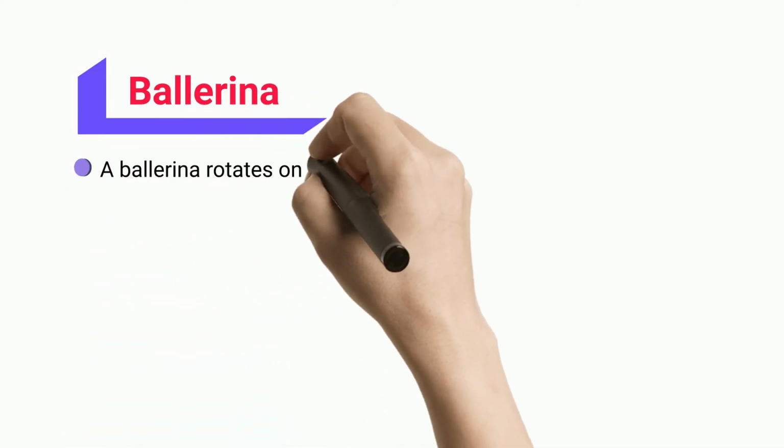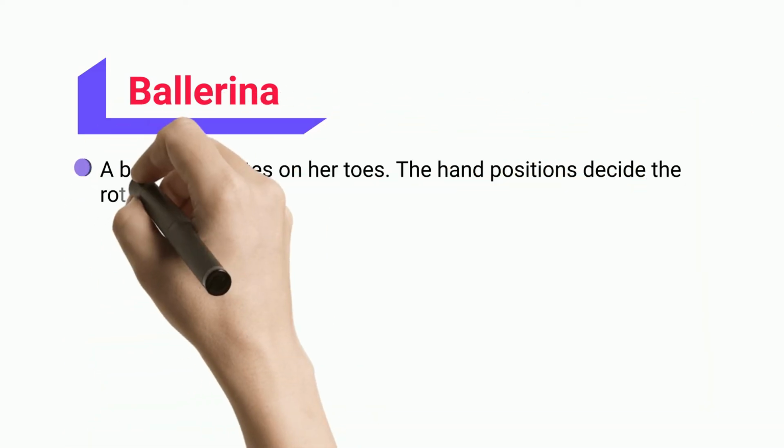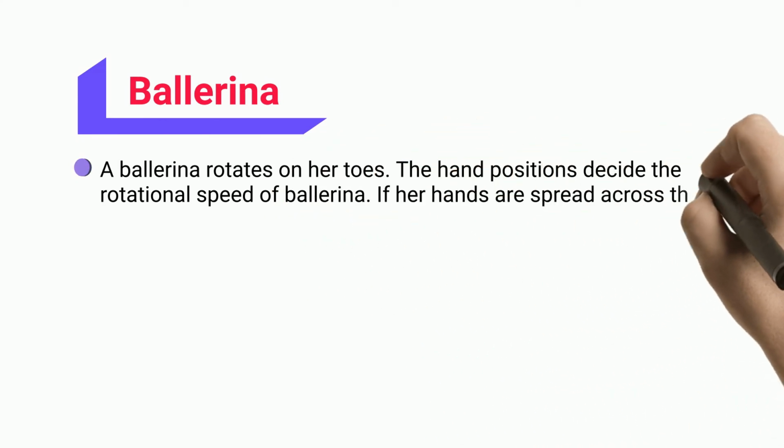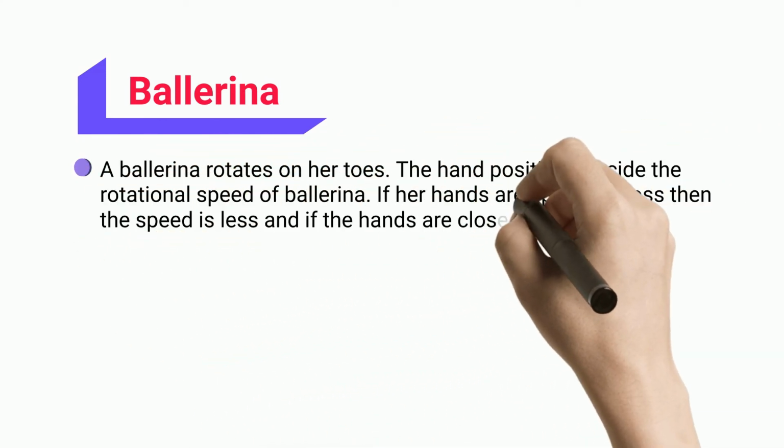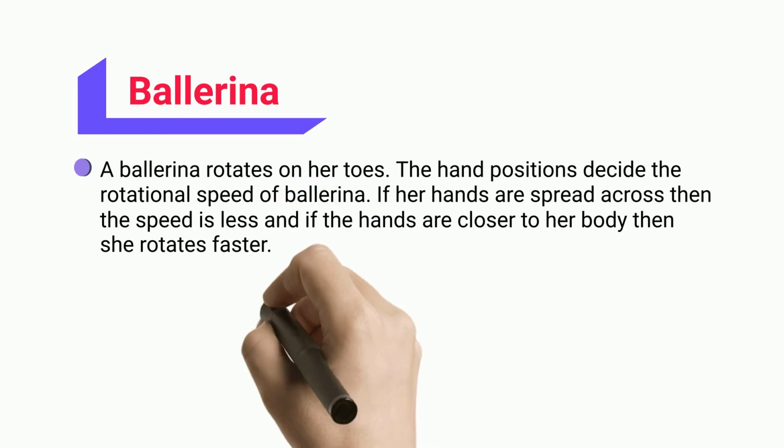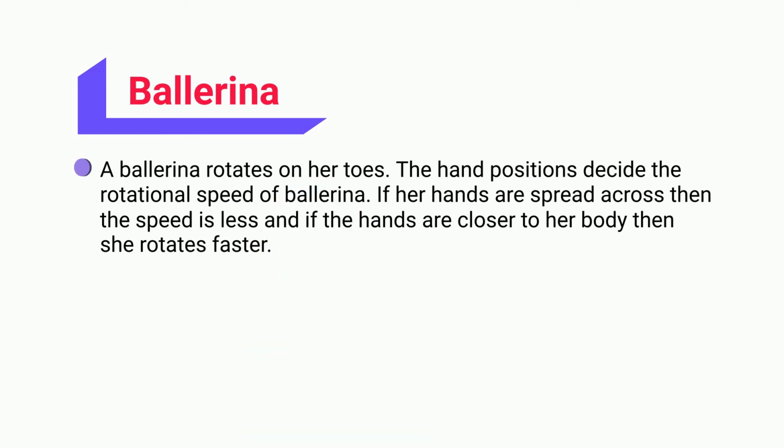Ballerina. A ballerina rotates on her toes. The hand positions decide the rotational speed of the ballerina. If her hands are spread across, then the speed is less, and if the hands are closer to her body, then she rotates faster.